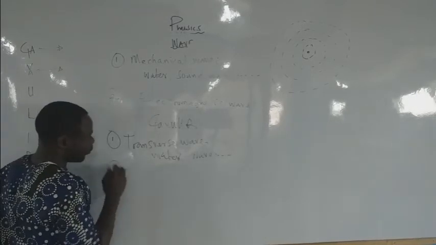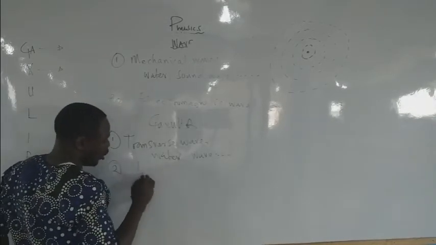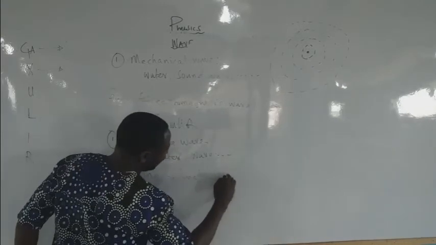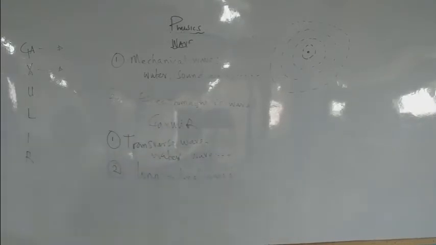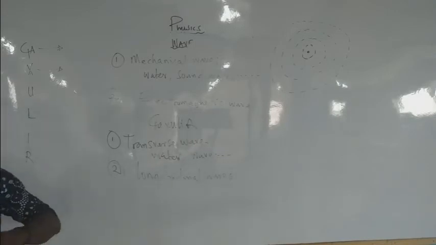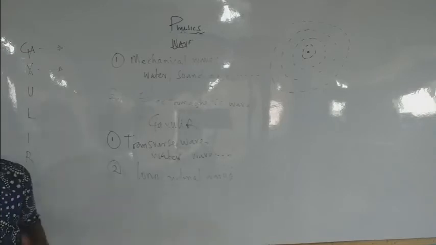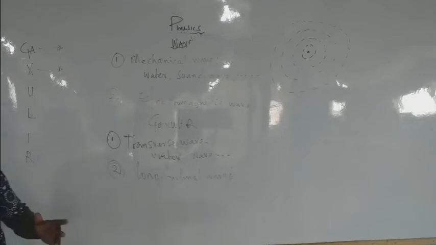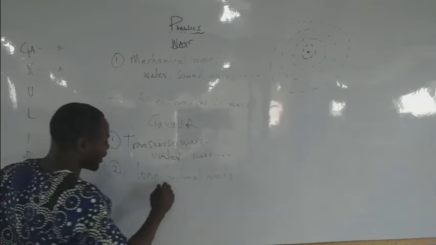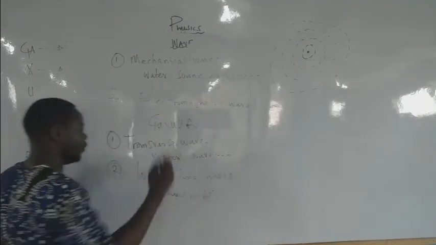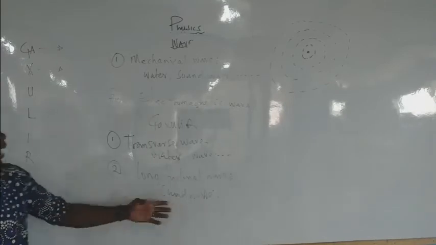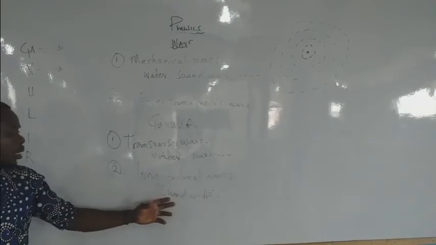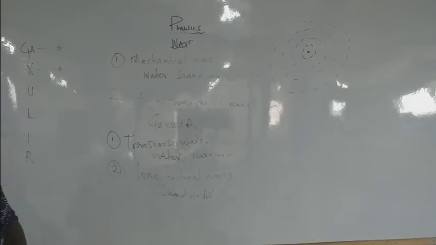Number 2, the next one is what now? Longitudinal wave. What are longitudinal waves? These are waves that their direction of propagation is parallel to the vibrating medium. Again, waves that their direction of propagation are what? Parallel to the vibration of the medium. E.g., sound wave. They are examples of longitudinal wave.